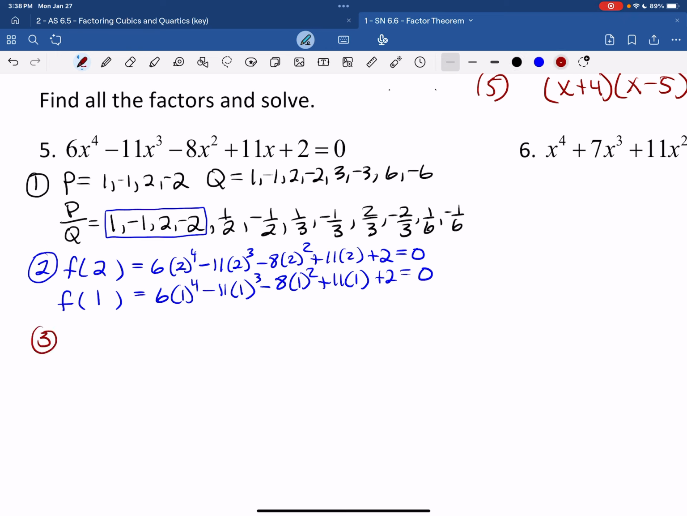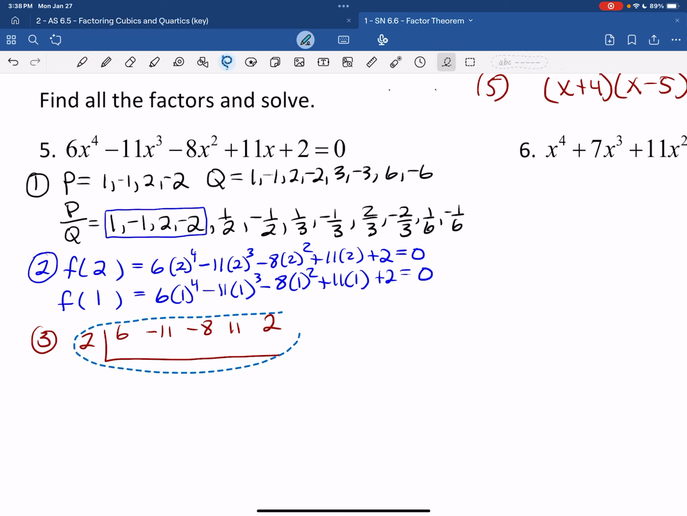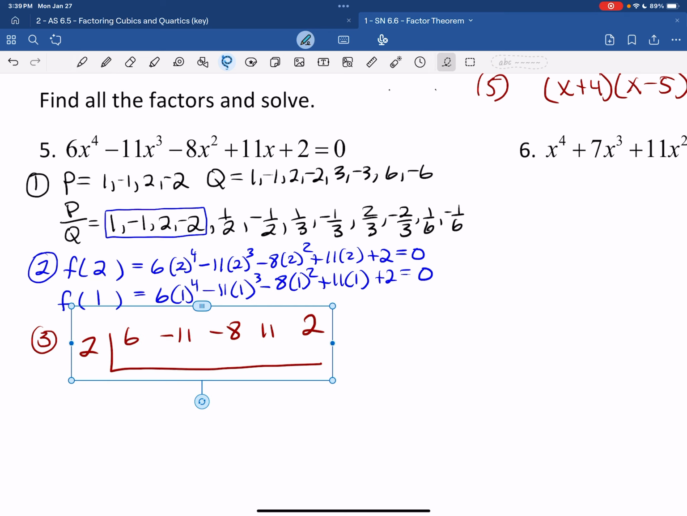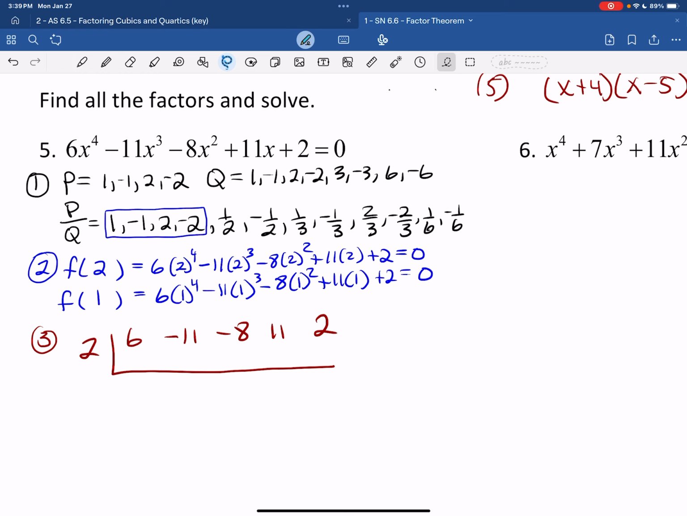Step 3, we're going to synthetically divide by 2 first. So we're going to have a 6, a negative 11, a negative 8, a positive 11, and a 2. That might be too small, so let me enlarge that real quick. There we go.